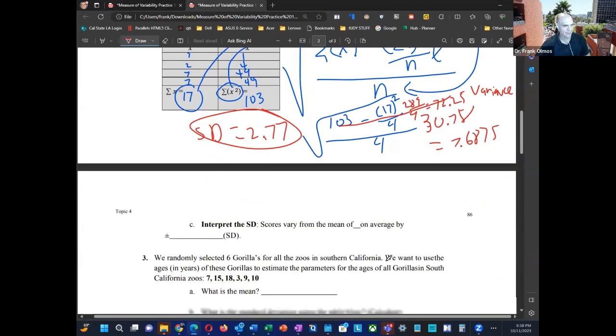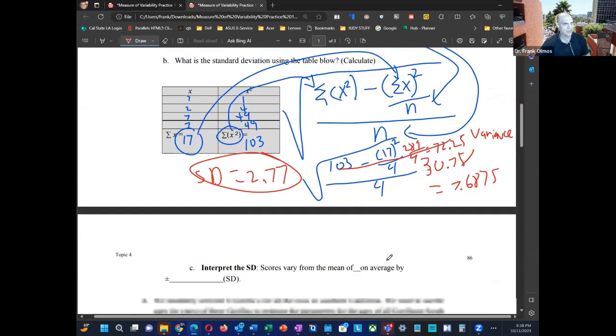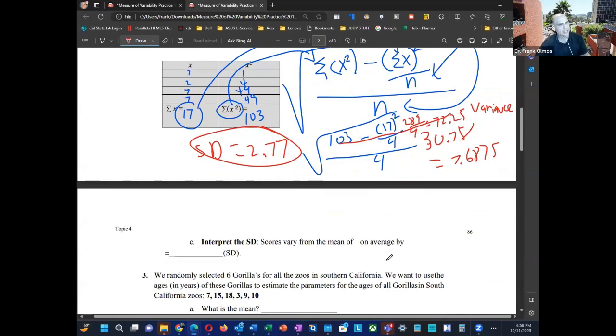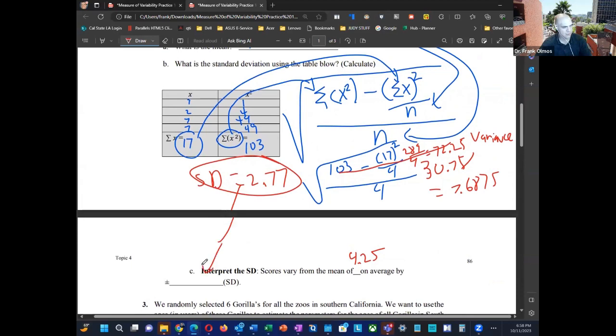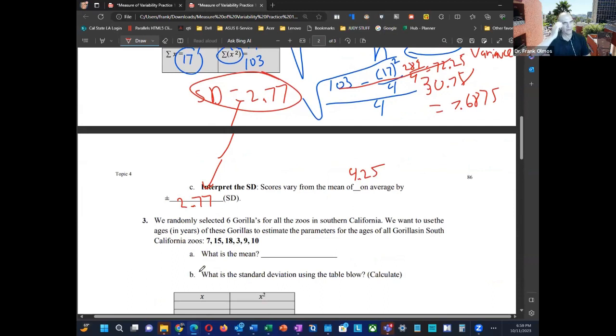Okay. Hopefully it's clear. All right, now how do you interpret the standard deviation? The sentence below says scores vary from the mean of, and then you plug in the mean, 4.25, on average by, put the standard deviation here, 2.77. All right, so scores vary from the mean of 4.25 on average by 2.77. So of the spread of numbers, most of the values spread on average 2.77.